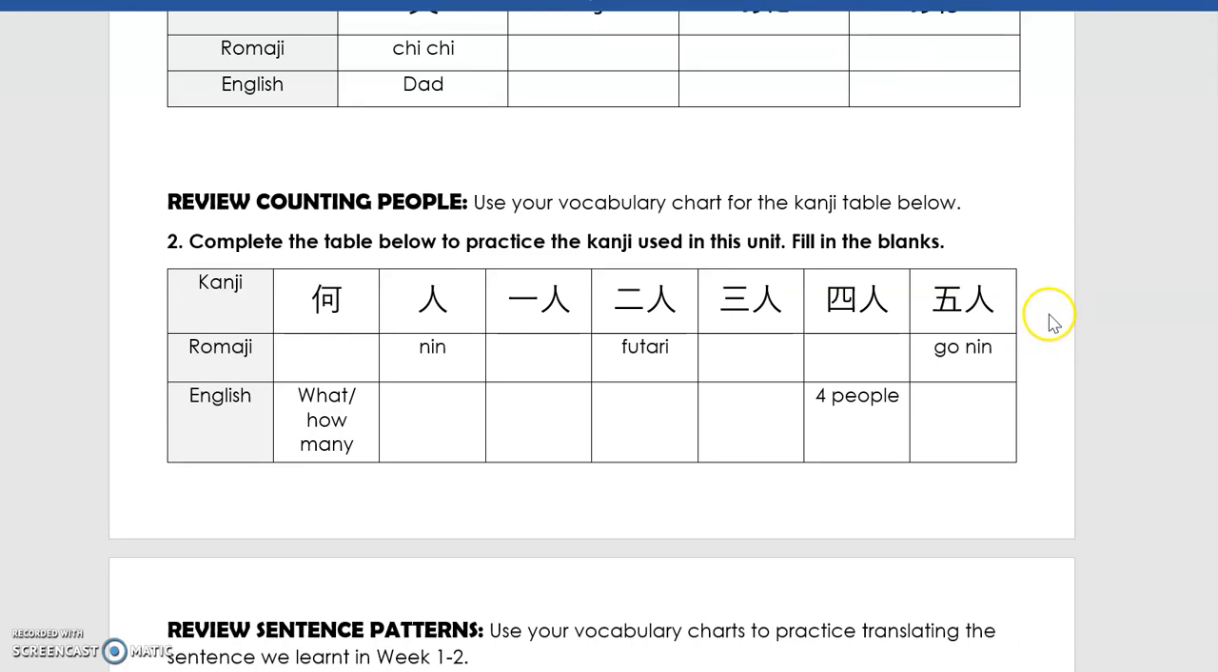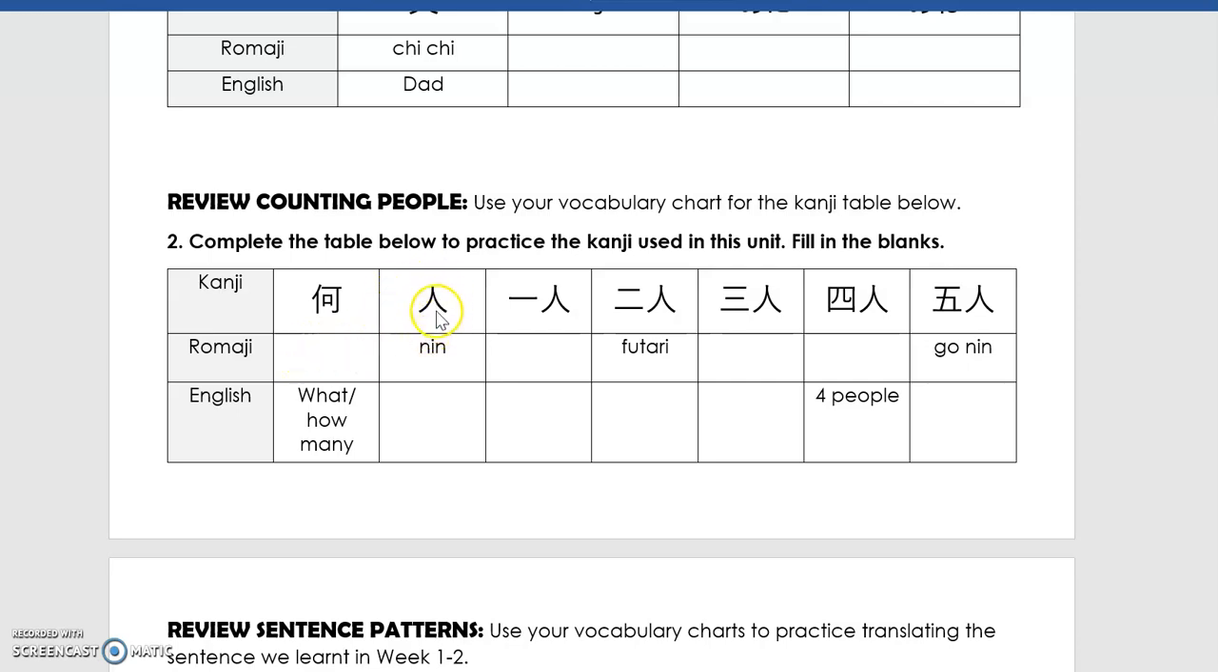The next thing we're going to review in our week 3 work is how to count people using kanji and what the kanji actually mean. For example, I've given you some key examples in this table here. For this one, our kanji is this. In English, it means what or how many. How do we actually pronounce this kanji? We know it's nan or nani.